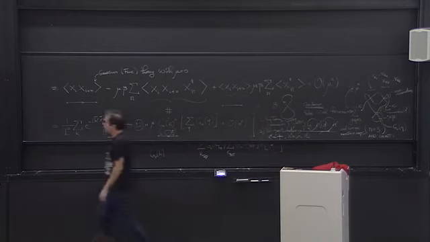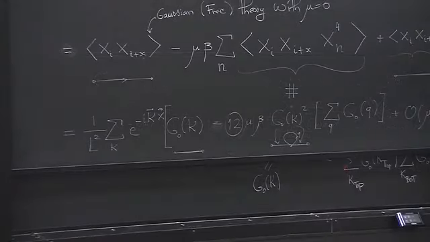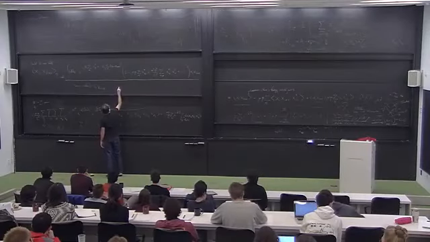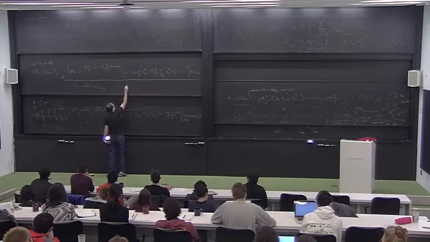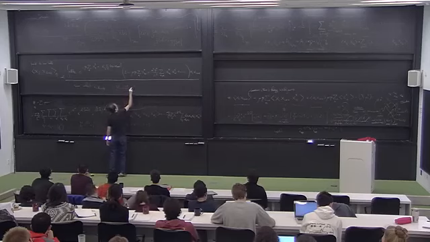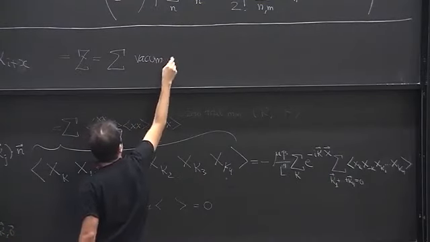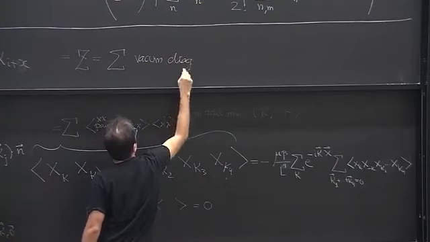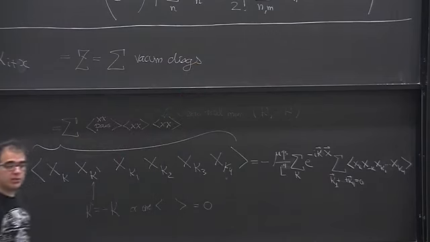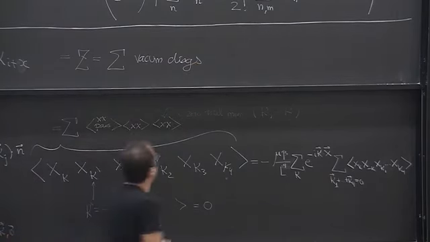Now, Z itself, the denominator, this expression here, which is Z, is a sum of what are called vacuum diagrams, because it has no external x. It doesn't have an x_k and an x_{-k}. So we just draw bubble diagrams, right?